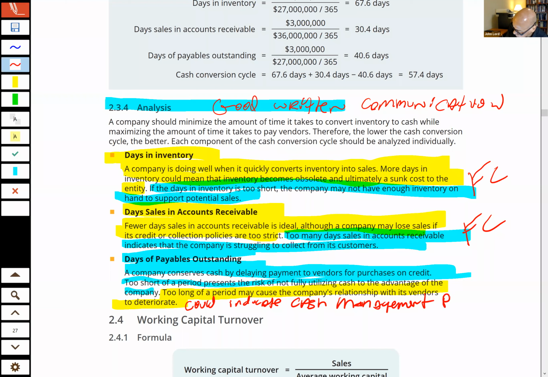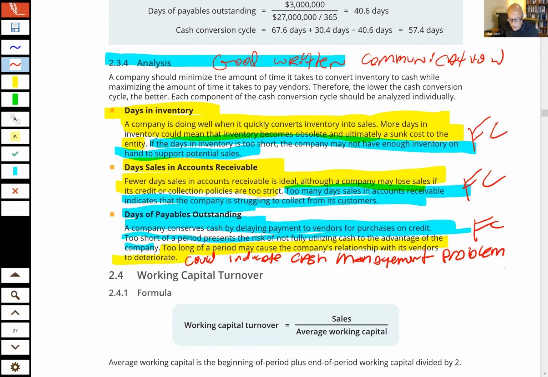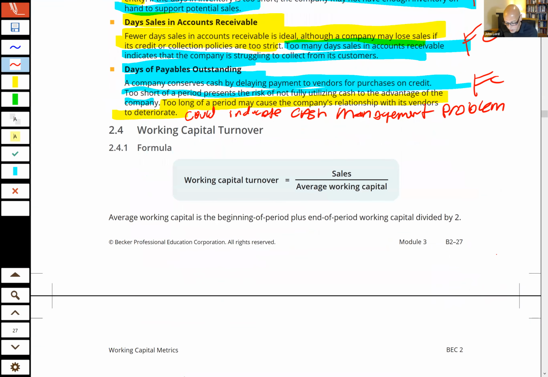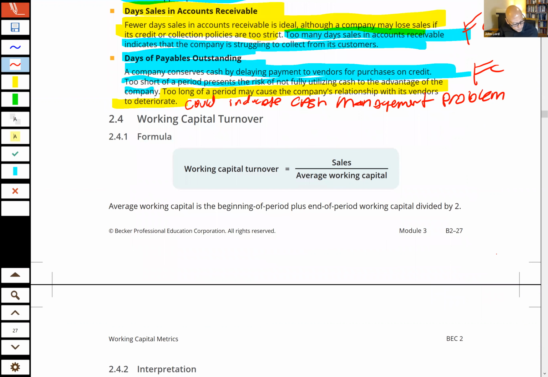Let's write that in. Could indicate cash management problem, right? I don't know why they didn't mention that. To me, that would be my major concern there. If I'm saying, well, look, credit terms are generally 30 days, and this company has days payable outstanding of 90 days, what the hell's going on here? I bet you there's a bunch of delinquency letters from their vendors saying, hey, you're not paying on time, right?